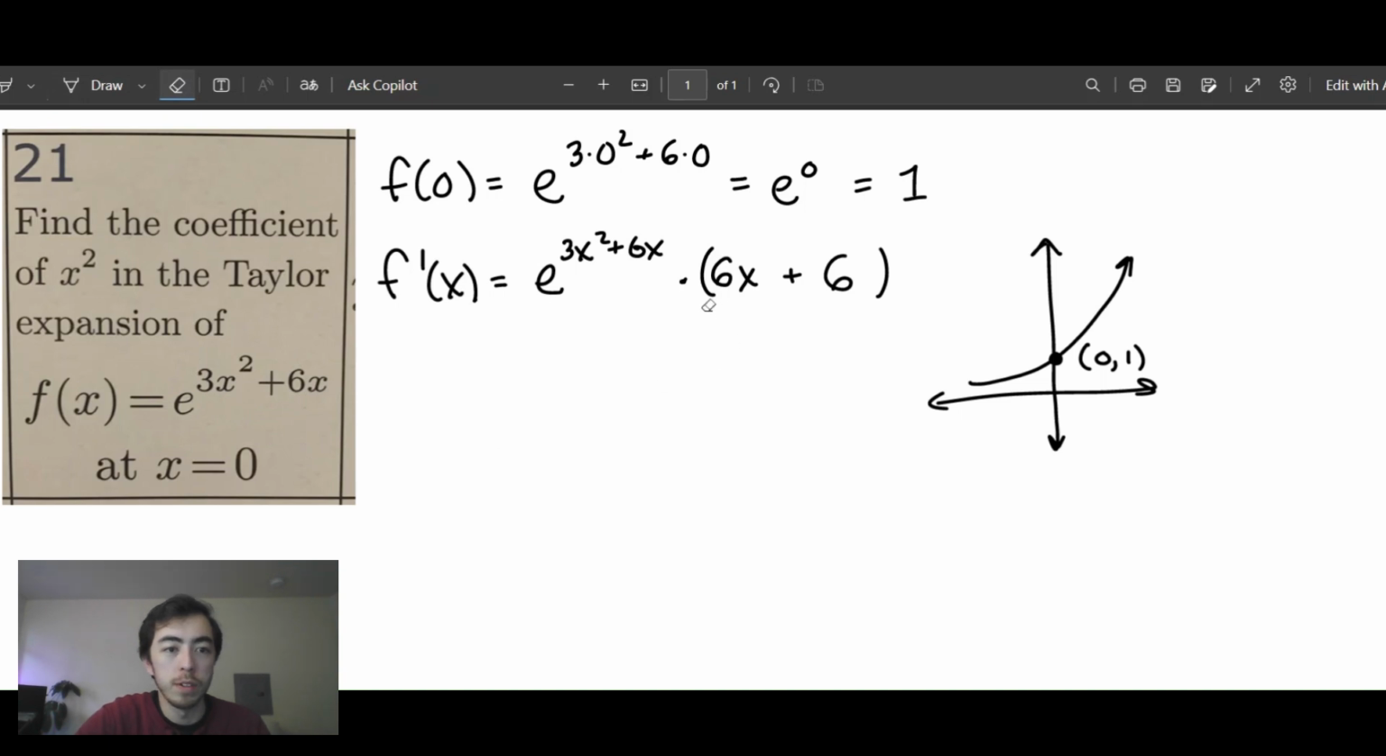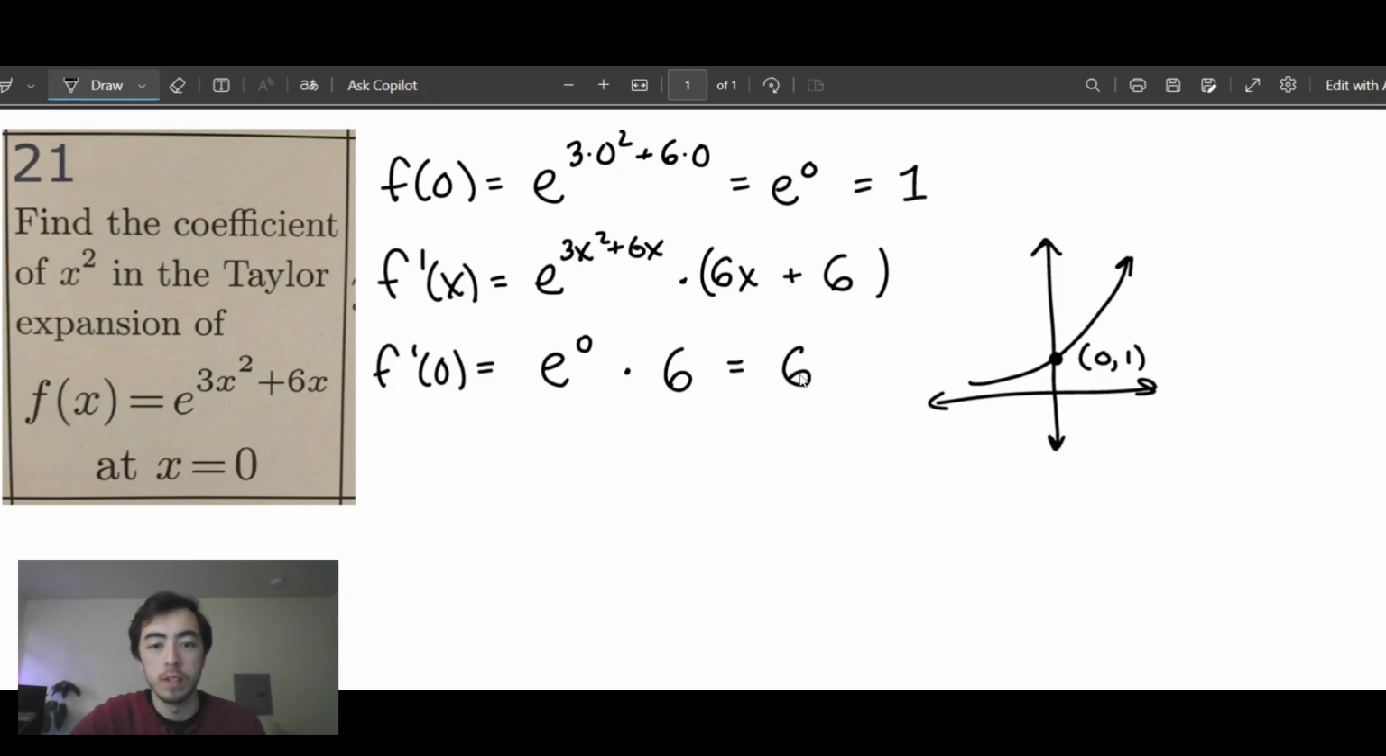Great, so I have my first derivative, and I need to know its value at 0. So f prime of 0 is, okay, well I have e to the 0 again, so I'll just do that really quickly. And then times, it looks like the 6x, when I plug in a 0 here, will be 0. So 0 plus 6 is 6. So my first derivative evaluated at 0 is the number 6.